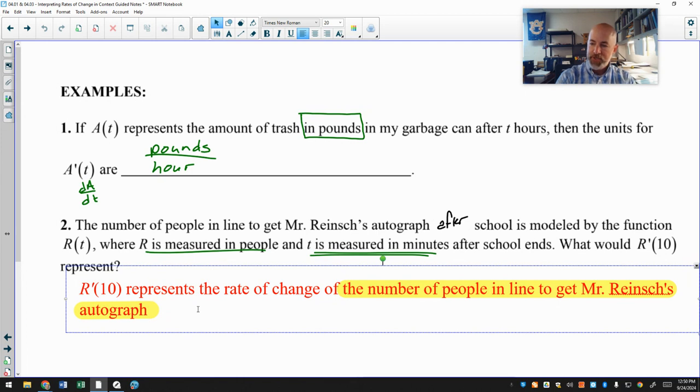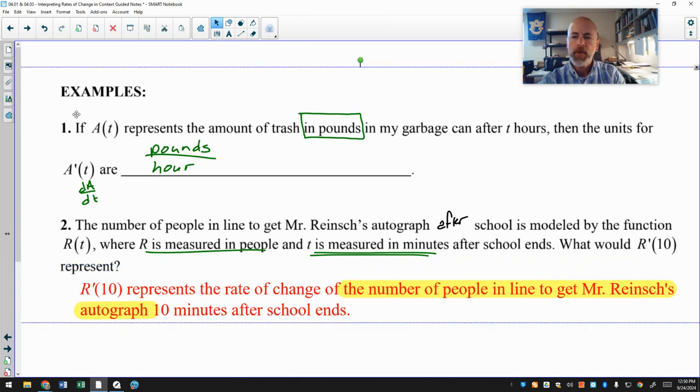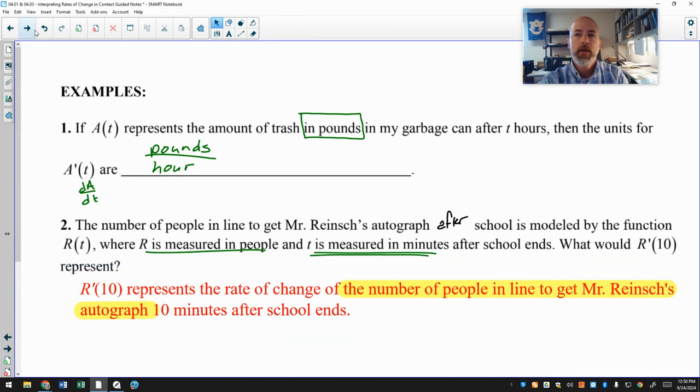So it's the rate of change of the number of people in line to get Mr. Reinsch's autograph, but I haven't described the 10 yet. 10 is part of this question, and so I need to say 10, and 10 is minutes after school ends. That would be what R prime of 10 represents. It represents the rate of change of the number of people in line, 10 minutes after school ends. So there is number 2.